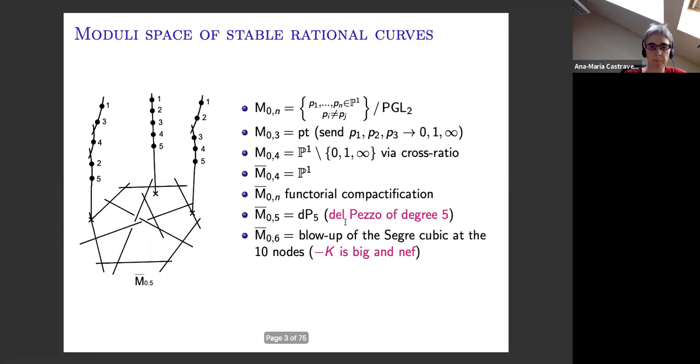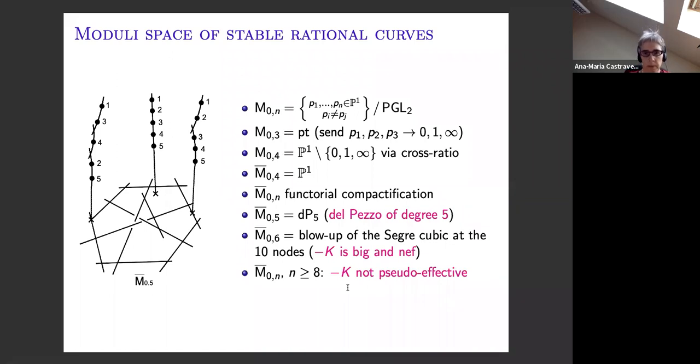If you continue for n equals 6, you can describe this as a blow up of the Segre cubic in P4. This is the unique cubic with 10 nodes. In this case, this is not Fano anymore, but it's close: minus K is big and nef. Then starting with n equals 7, you lose the property of being Fano. In fact, for n at least 8, the anti-canonical is not even pseudo-effective. That means not only is it not effective, but no multiple of it is effective.